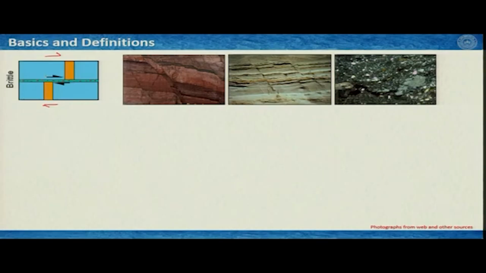And we can see some examples here. This is a large-scale field example. You can see that slip happened along this narrow zone, and here we see a series of planes along which the deformation localized, and here as well it is a microstructure where, because of this brittle deformation, the rock lost its cohesion and is almost brecciated.